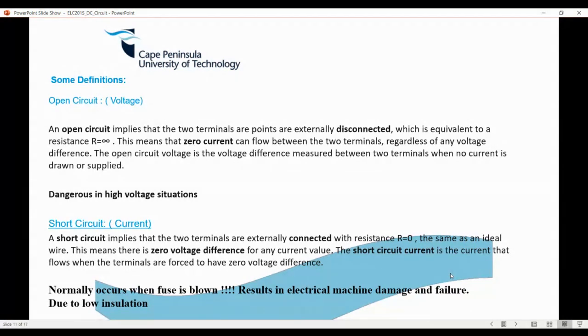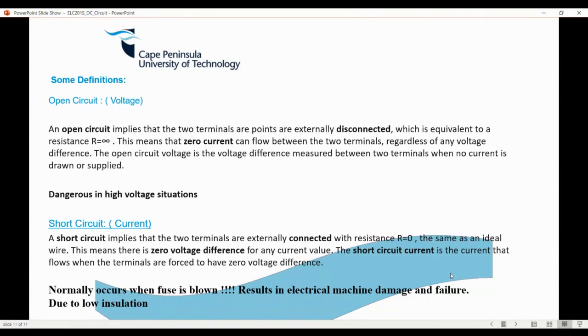For instance, if you take a battery, and your battery is not connected to anything, and you put the two multimeter probes there, whatever the volts of that specific battery, say 12 volts, that's the open circuit voltage. Now, open circuits are very dangerous in high voltage situations. You touch something along those lines, you'll fry instantly. I think your MEK electrical subject talks a lot about electrical safety. Unfortunately, I can't digress into all the applications of what's going on here, but it's important to know what an open circuit is. A short circuit, on the other hand, implies that two terminals are externally connected with resistance 0.